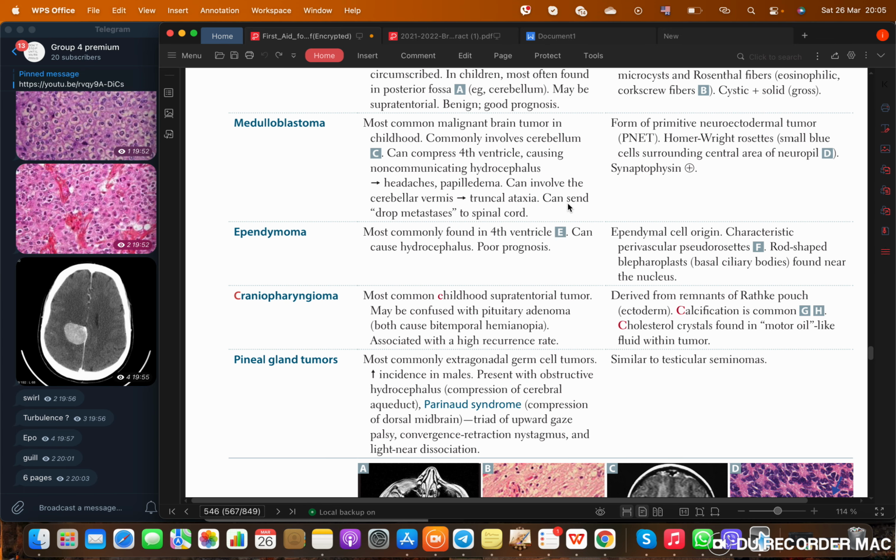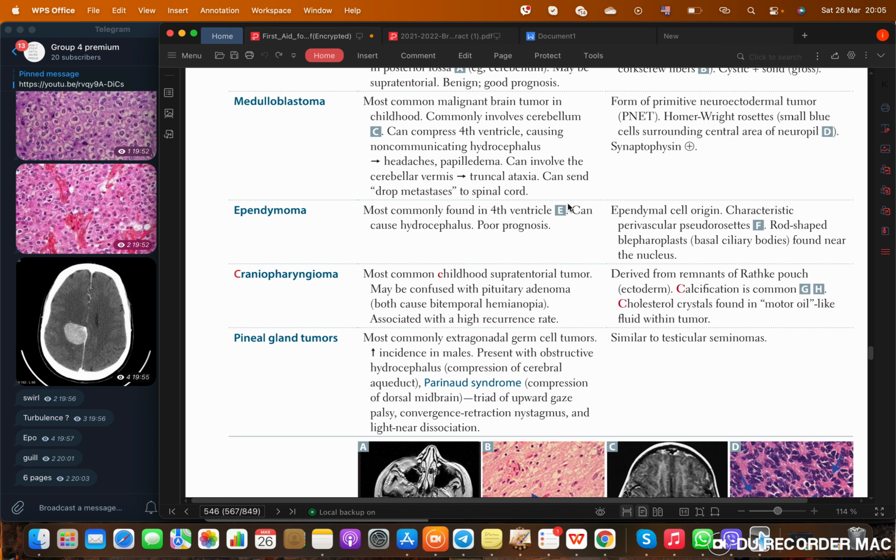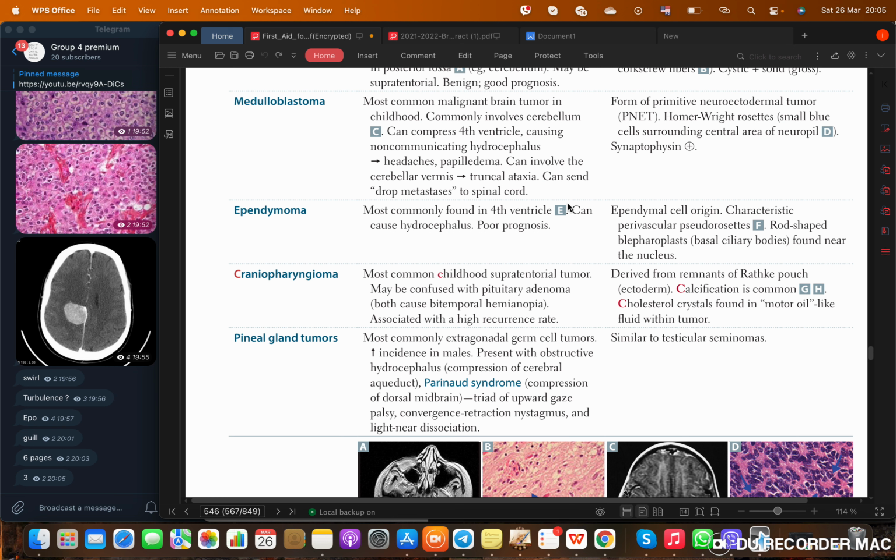Medulloblastoma is something really horrible to hear about. The most common malignant brain tumor in childhood. Commonly involves the cerebellum and can compress the fourth ventricle, causing non-communicating hydrocephalus. You will tell me, guys, which ventricles will be enlarged in this case, in the medulloblastoma, if it compresses the fourth ventricle. Third, what else?